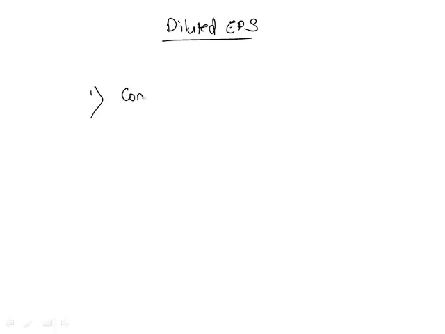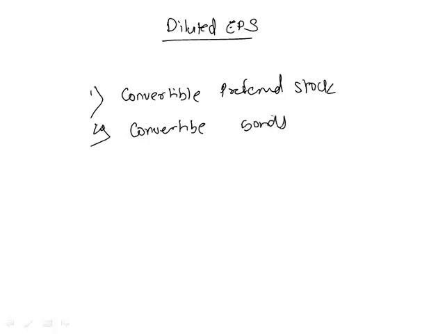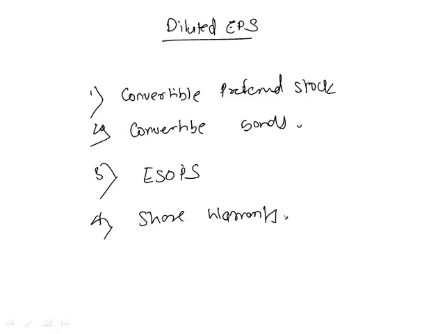Number 1, convertible preferred stock. Number 2, convertible bonds. Number 3, ESOPs. ESOPs are employee stock option plans. And number 4, share warrants. At this stage, think of ESOPs and share warrants as the same thing. I'll explain what it means, but we will do it step by step. Okay, how to deal with this.